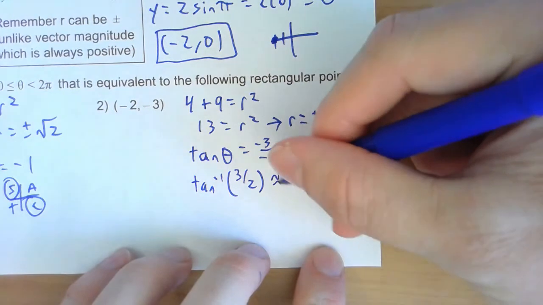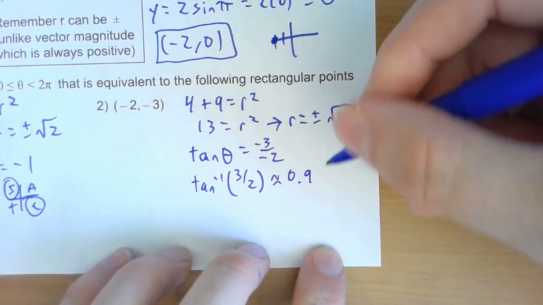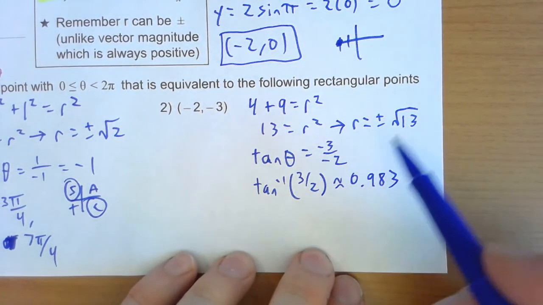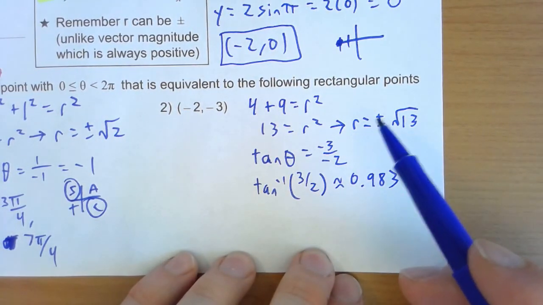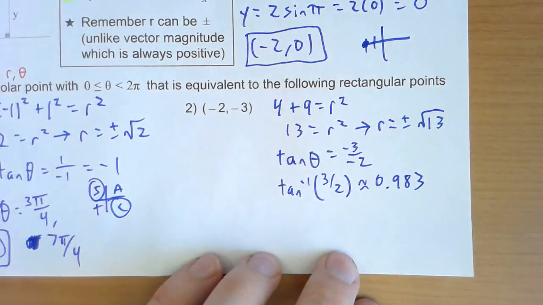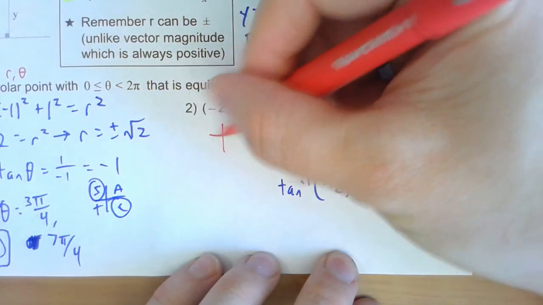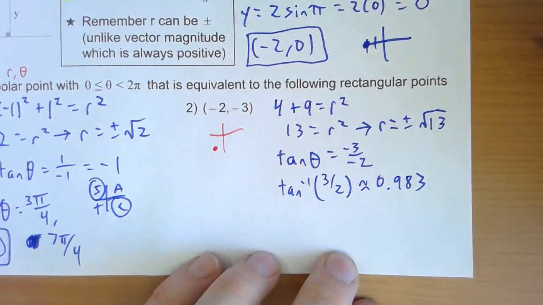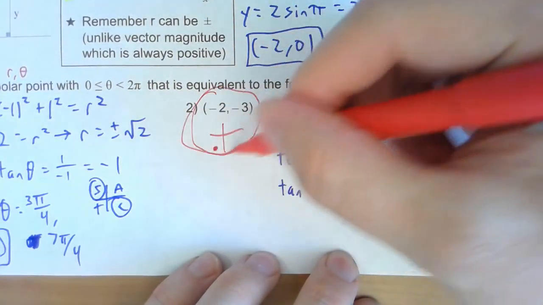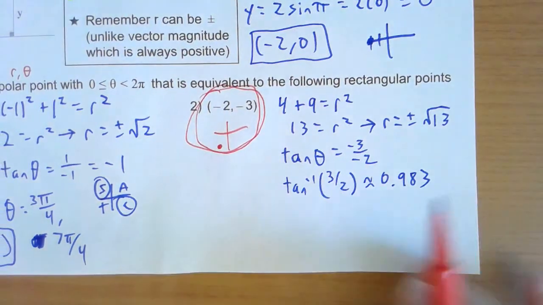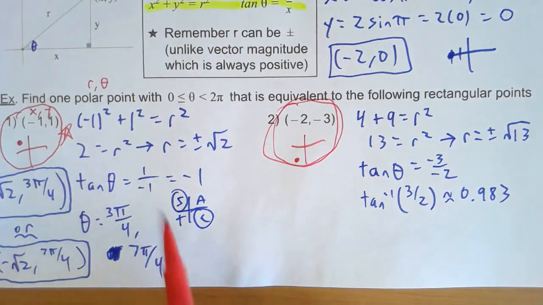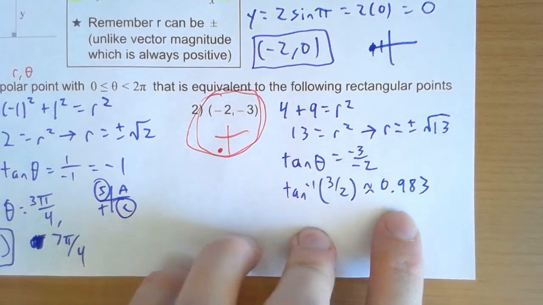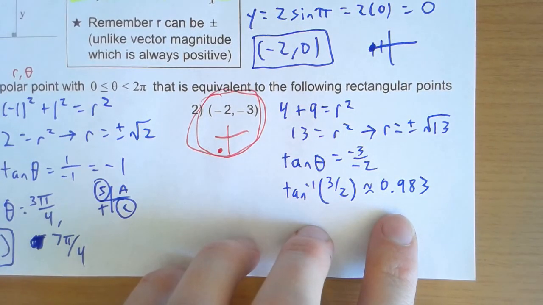And so I get 0.983 for my angle. I'm going to have to figure out, though, does that go with the positive r or the negative r? Always look back at your original point, -2, -3. That's in the third quadrant. All right. Well, it was a little bit easier to tell the quadrants back here. Do we remember how to figure out quadrants when it's a decimal, I wonder?